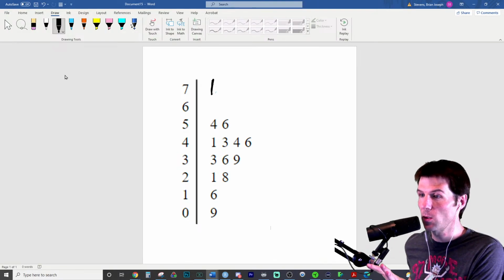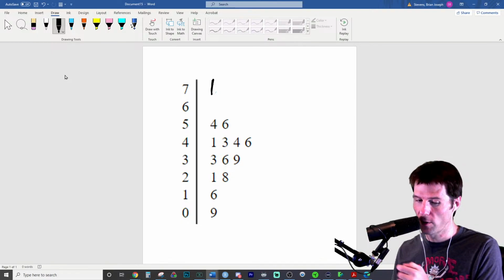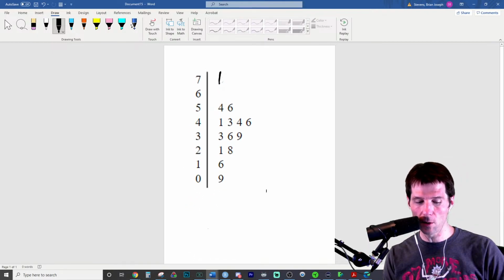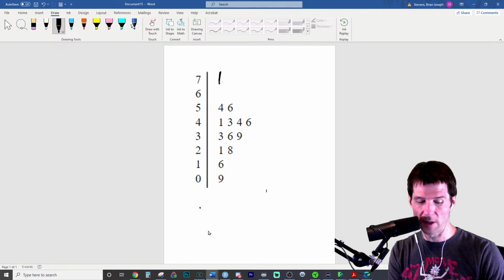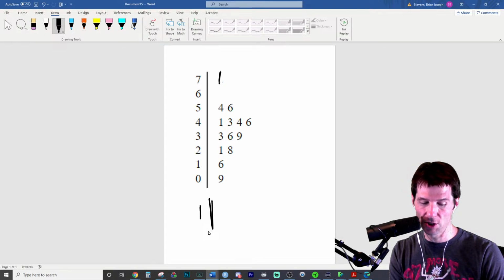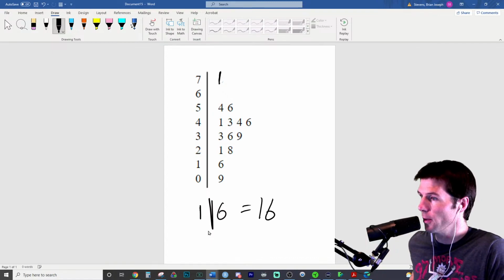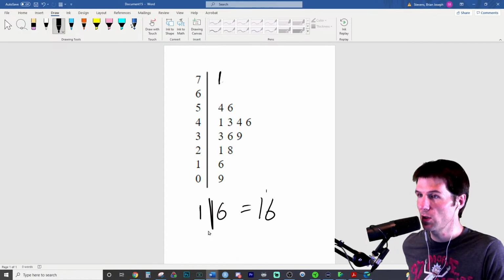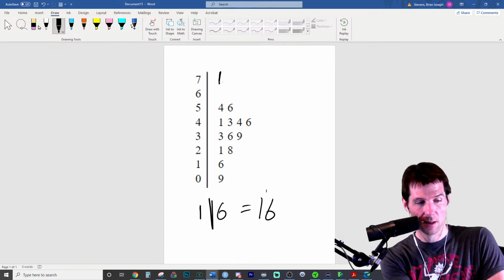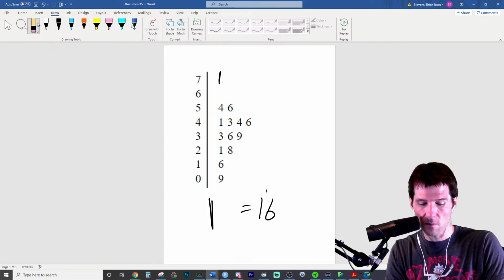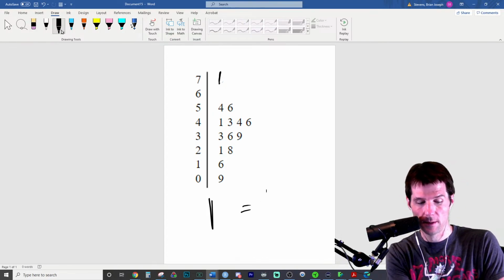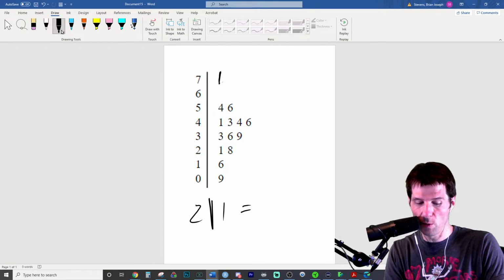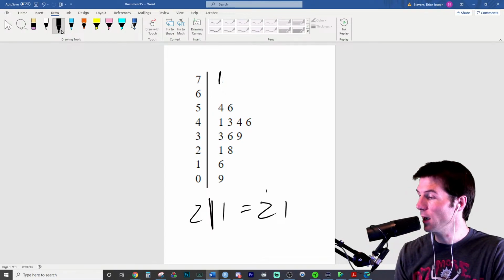Now, looking at my data right here, what was the least amount of home runs that Mark McGwire hit? And I've kind of altered this. Sometimes you might see something like 1-6 equals 16. Always look at the key on the bottom. So 1-6 equals 16, such as 2-1 equals 21.